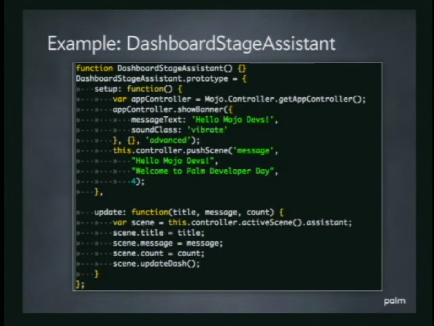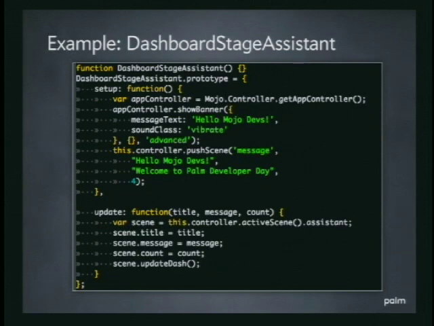Okay, so here's the dashboard stage assistant. It's got a setup function just like every other stage assistant. And so I first put up the banner. So to do that, mojo.controller.getAppController will give you the app controller. And then hanging off of the app controller is the show banner function. You can see all of these on developer.palm.com, but it's pretty straightforward.